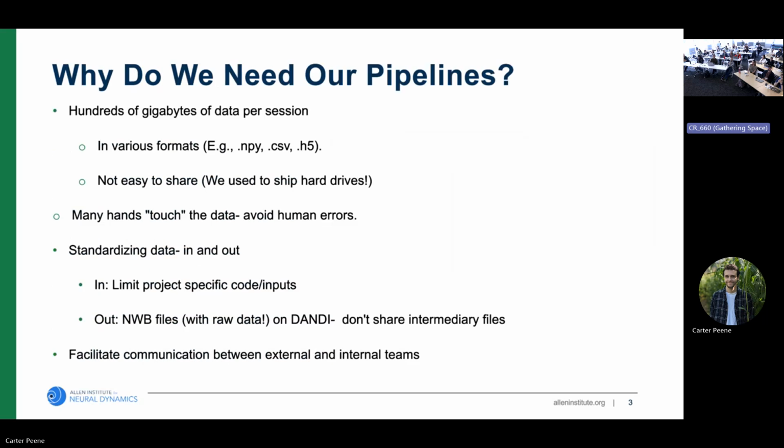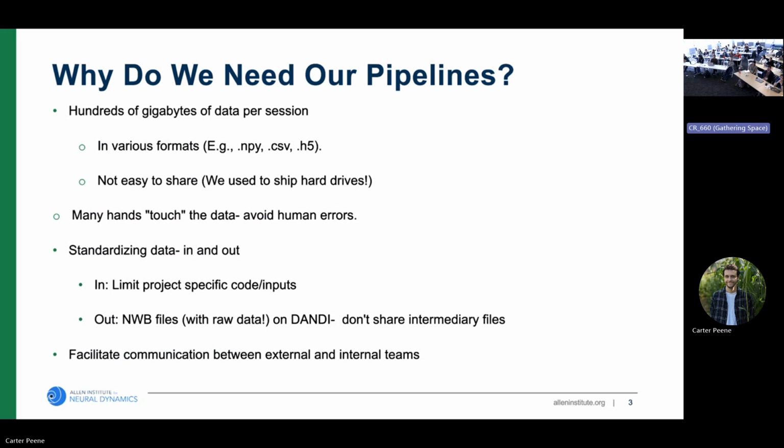So why do we need our pipeline specifically for NWB conversion? Why not just share the raw data or all the individual files that we processed? Well, first of all, each session has hundreds of gigabytes of data, and these are in tons of different formats: NumPy files, CSVs, H5s, pickle files. And it's not really easy to share that much data in that many forms. My understanding is in the past, people used to actually ship hard drives and then download them onto their local computers. And that's just not convenient at scale at all.